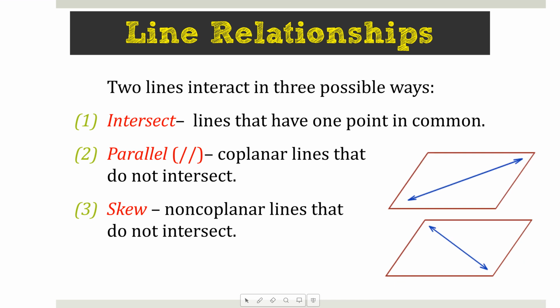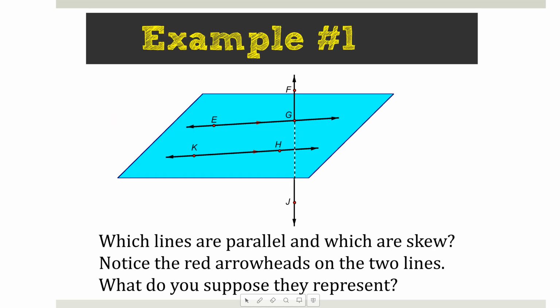There's a picture of some skew lines. All right, so here's the picture. I've got a plane. It's blue. And three lines. Evan, tell me what you see in that picture, other than a blue plane with three lines. What else do you notice? E, G, and K, H are parallel. Beautiful.